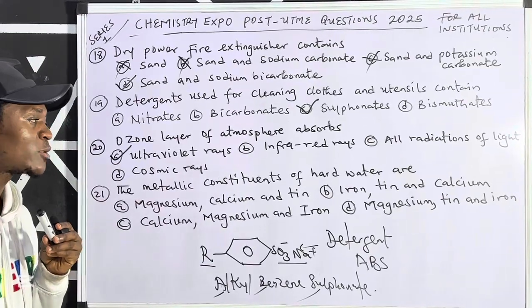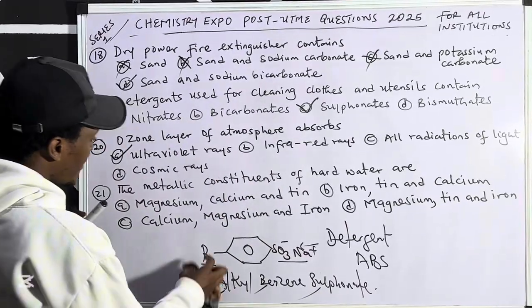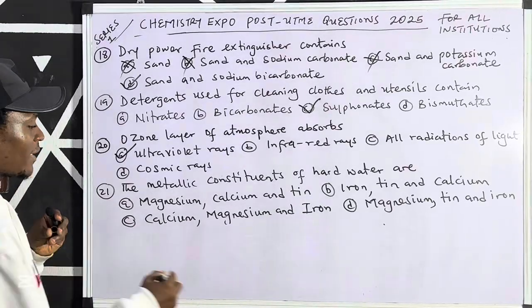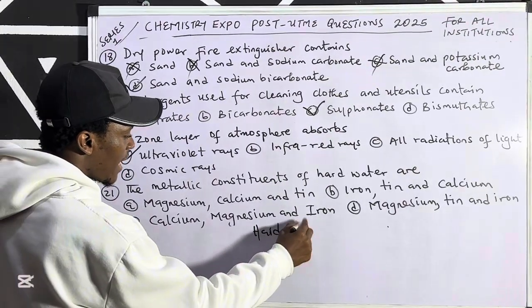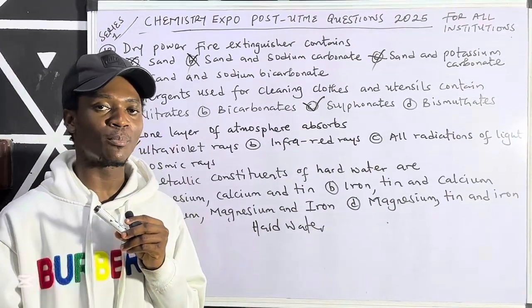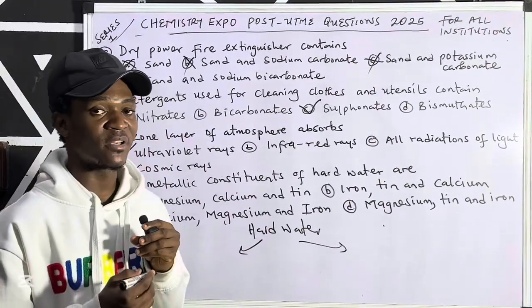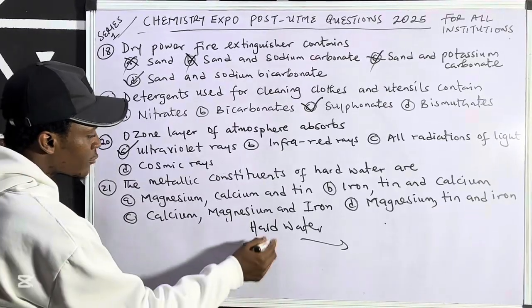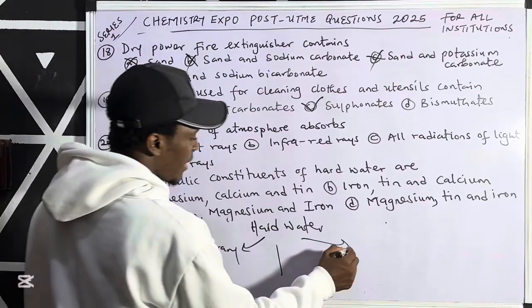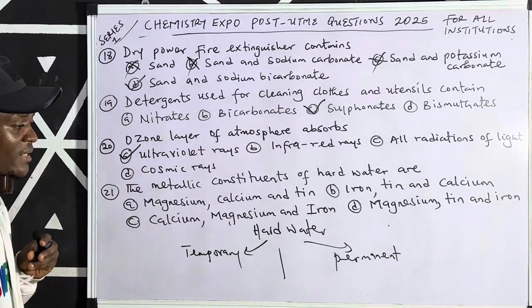Then question 21. The metallic constituents of hard water are. I would need to explain this very well. Normally, from what I have explained previously, when water is said to be hard, it means it cannot easily foam with soap. You'll be trying to get foam from the soap, and it will be very difficult. Now, we have two types of hardness: temporary hardness and permanent hardness of water.